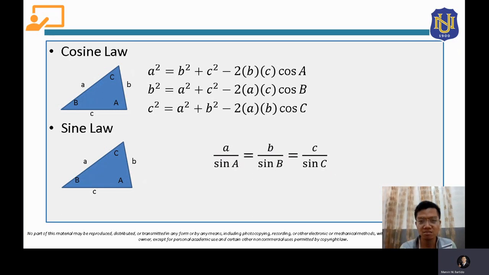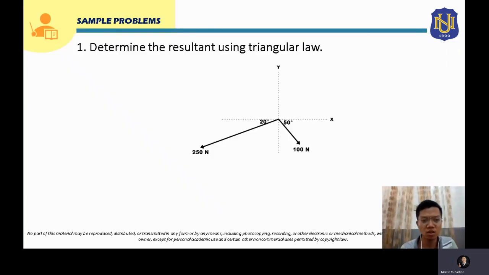Okay, so now let's proceed. Let's solve our first problem. The question here is we have to determine the resultant using triangle law. Let's say you have this concurrent force system and we have two forces here: this 100 Newton force, 50 degrees from the horizontal, and this 250 Newton force, 20 degrees from the horizontal. We can use triangle law for this since this is concurrent forces that have two forces. Okay, so let's start solving this.